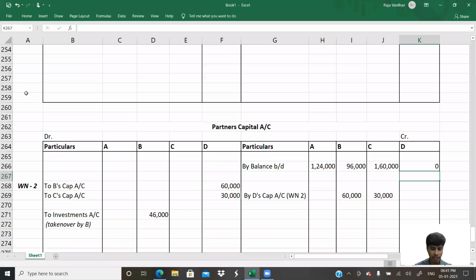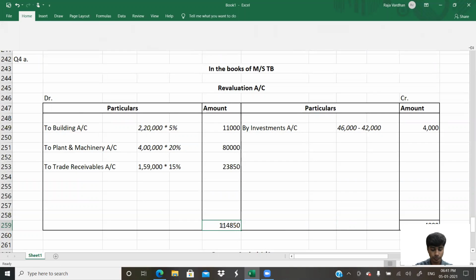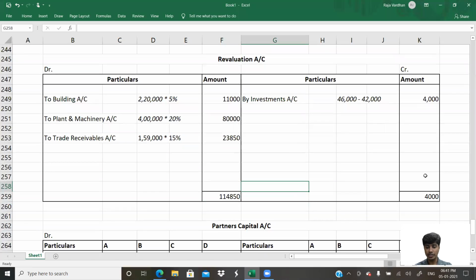Now we'll figure out our revaluation profit or loss. Let's find the balancing figure. We had one of this question in true or false also. How do we share the revaluation profit? Revaluation profit is to be shared between the old partners in old profit sharing ratio. So what are the totals? The credit side total is 4,000. The debit side total is 1,40,850. So the balancing figure would be 1,40,850 minus 4,000, which is 1,10,850, a loss.